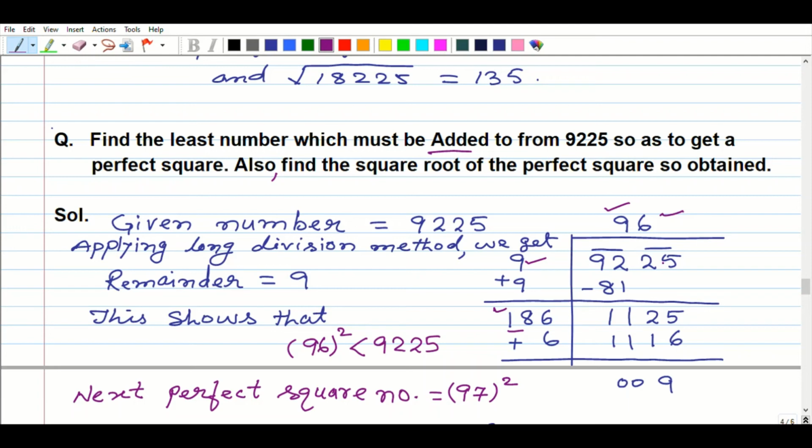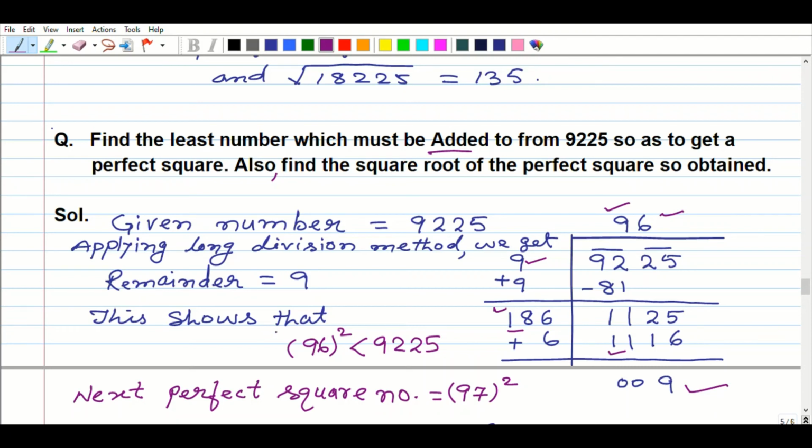Bring down the 25 to form the dividend, that is 1125. Which digit will we take in the divisor so that the product is equal to or less than 1125? So we will take 6. It becomes 186, and 186 multiplied by 6 is 6 6 36, 8 6 48, 3 51, balance 1, 6 1 is 6, 11, 1116. Our remainder is 9, right?